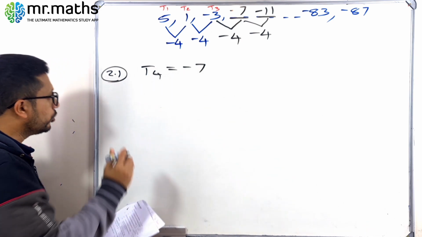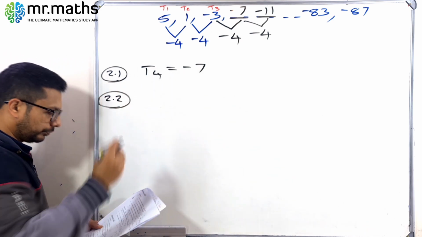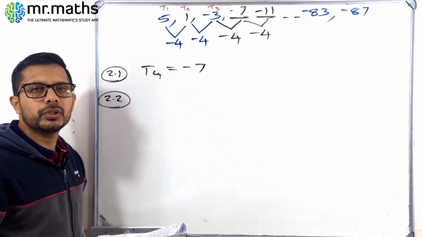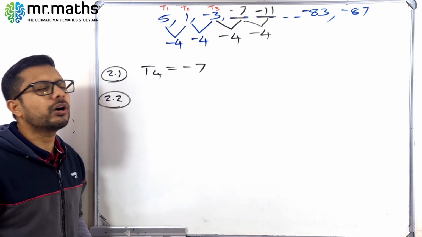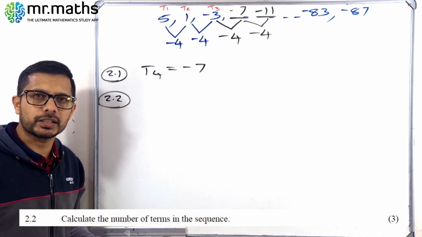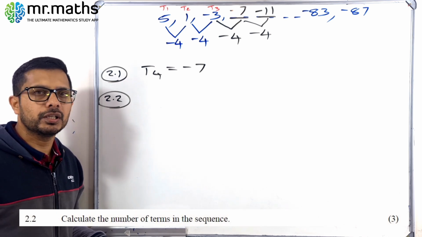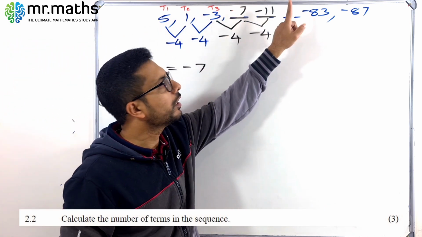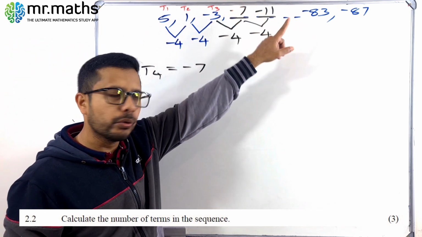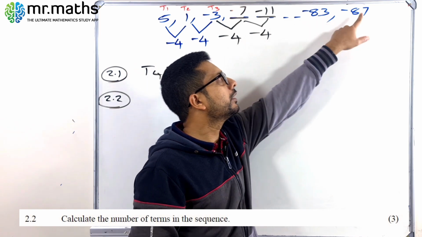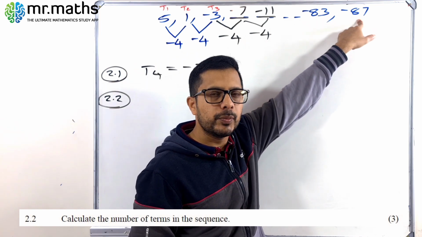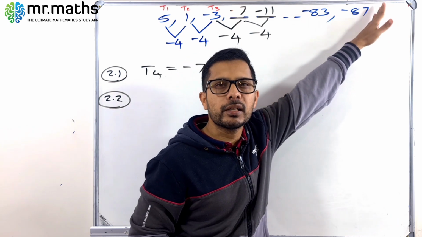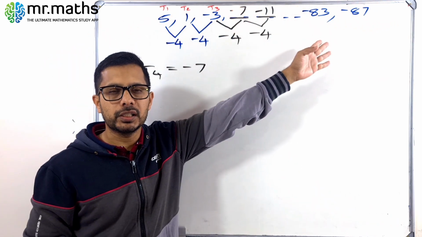What is question number 2.2? Calculate the number of terms in the sequence. So in this sequence you have to find how many terms there are. What is the meaning of that? Here you can see 1, 2, 3, 4, 5, 6, etc., it's going on, and here minus 83, minus 87. The last term is minus 87. So up to this minus 87, how many terms are here?